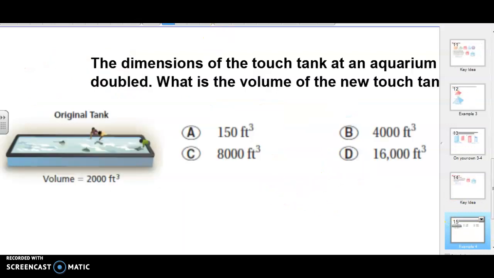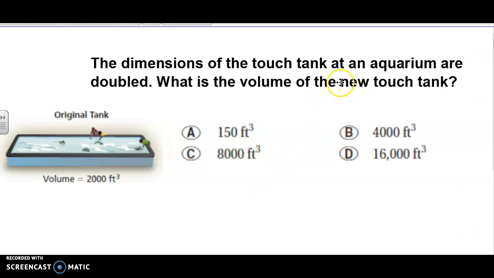Here it says the dimensions of the tank at an aquarium are doubled. What is the volume of the new touch tank? When you are doubling something that has a volume, you're multiplying each dimension by 2. So if you multiply each dimension by 2, you're actually making the volume 2 to the third times bigger. So you're making the volume 8 times bigger. If the original volume was 2,000, 8 times bigger than that would be 16,000. So for this answer, it would be 16,000.